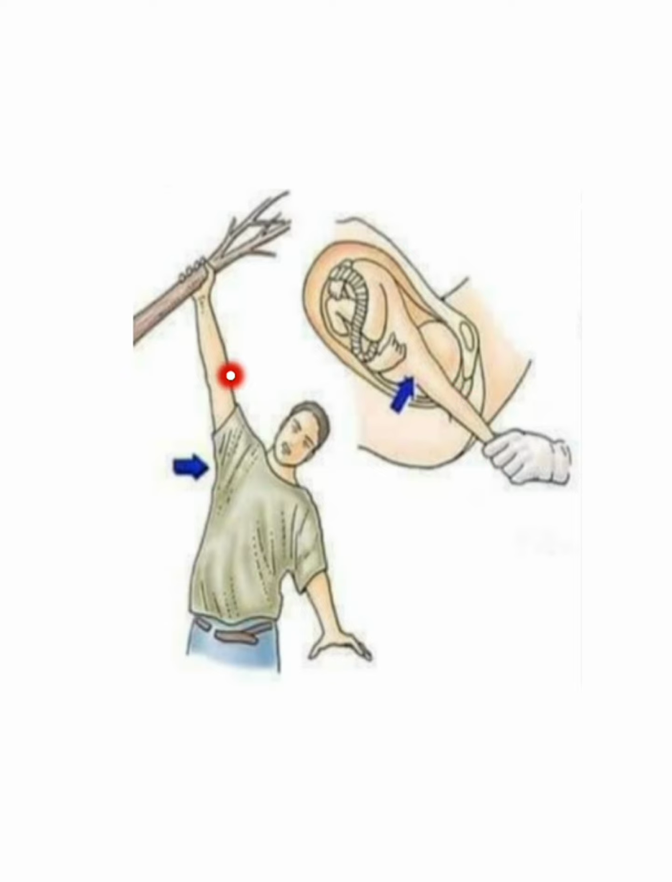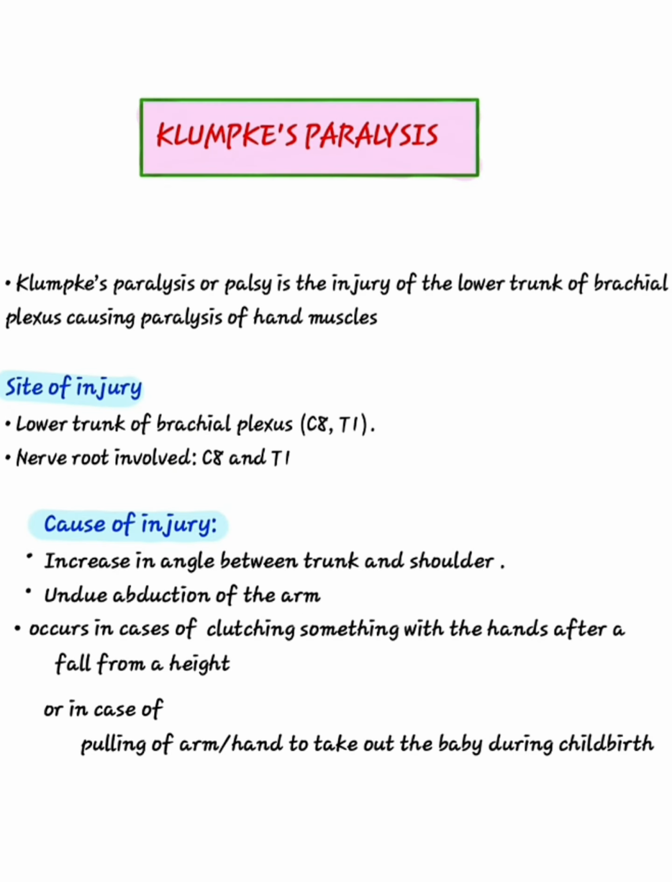The person falling from a height, if he catches something, it leads to hyperabduction of the arm, increase in angle between trunk and shoulder. In case of overpull of the arm or the hand, there is increase in angle between trunk and shoulder. It occurs due to undue abduction of the arm, in case of clutching something with the hands after a fall from a height, or in case of pulling of arm or hand to take out the baby during childbirth.